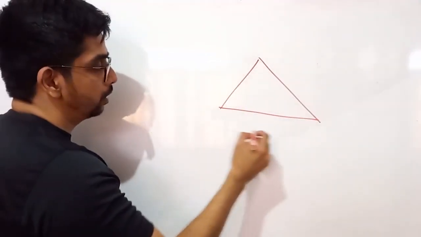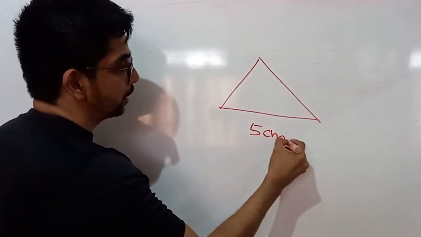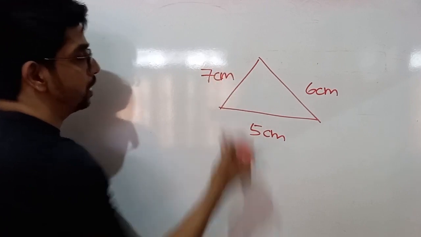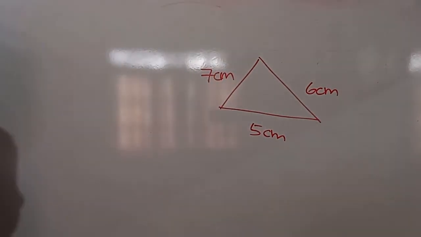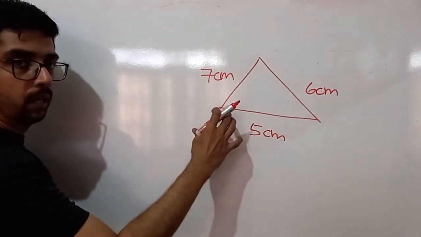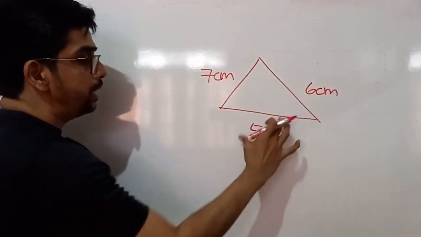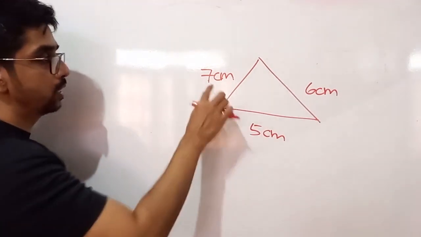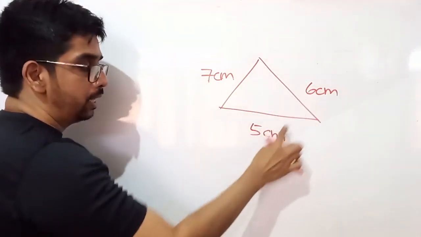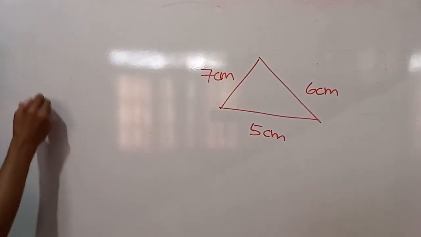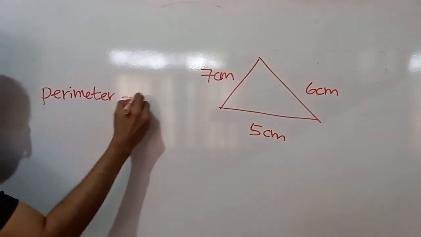Now imagine this side is 5 centimeters, this side is 6 centimeters, and this side is 7 centimeters. So the perimeter of this triangle is what? We have to add these lengths. So 7 plus 6 is what? 13. Add the 5, it becomes what? 18. Right? So the perimeter of this triangle is what?